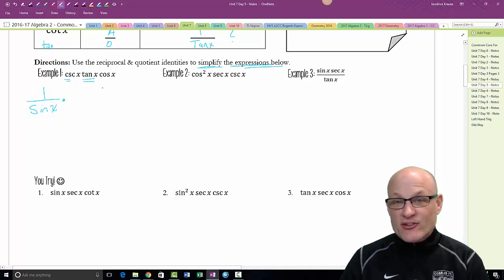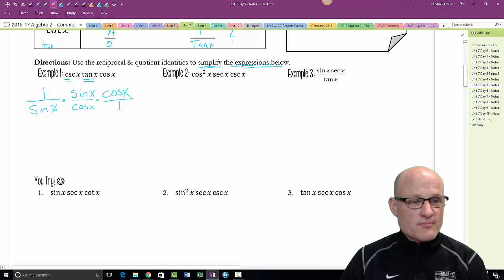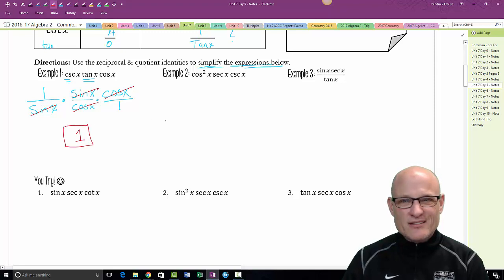Tangent, let's write it as sine over cosine. And cosine is just cosine. But write everything as a fraction, it makes your life easier. Sine cancels with sine, cosine cancels with cosine, and my answer is 1.